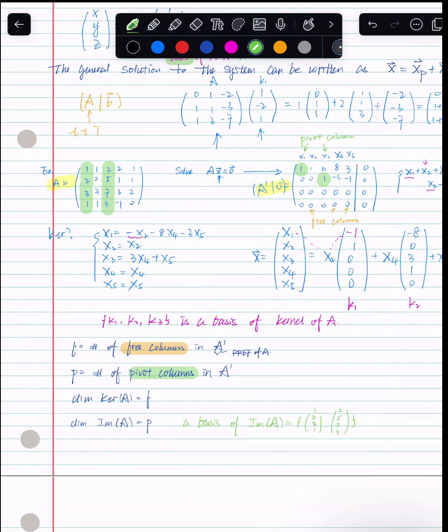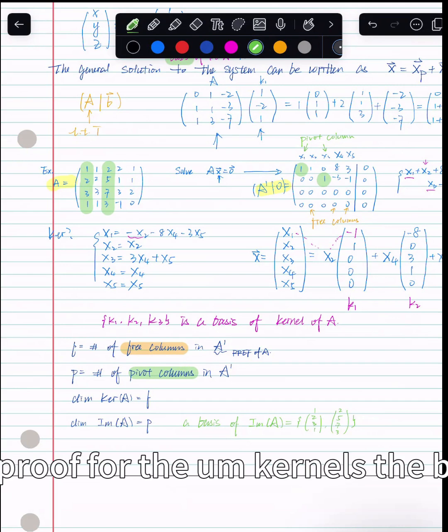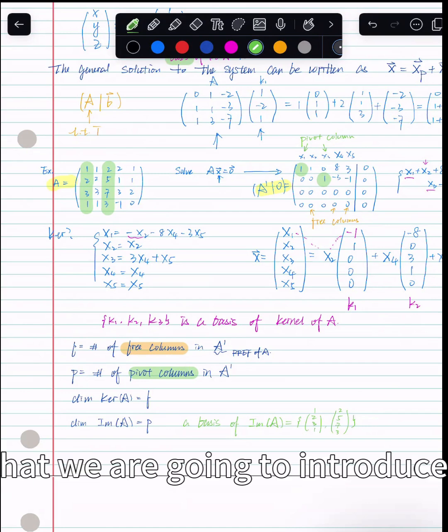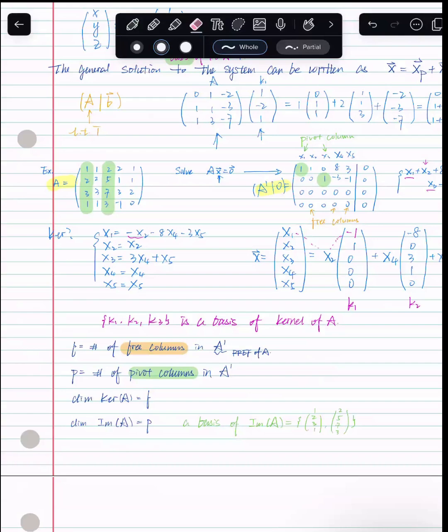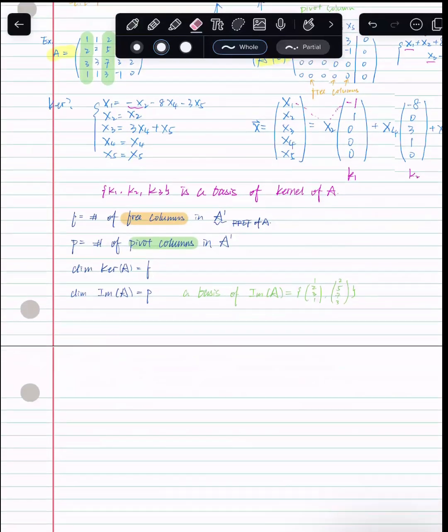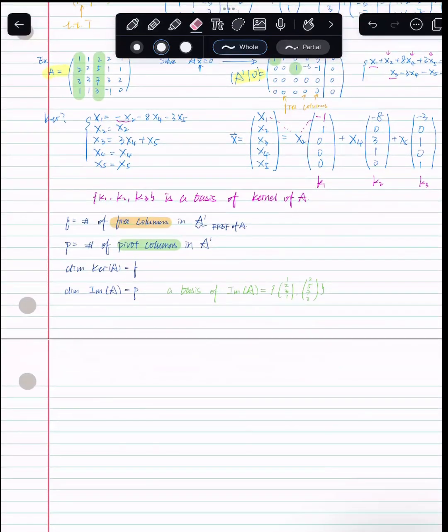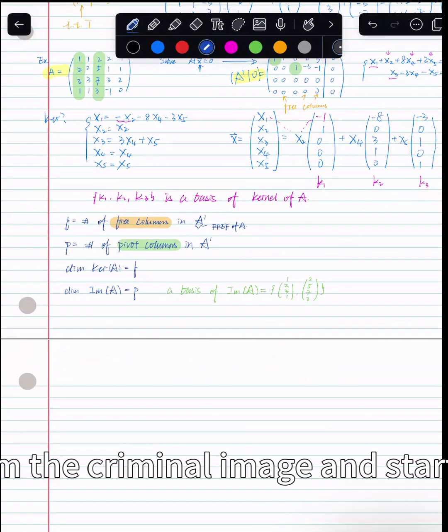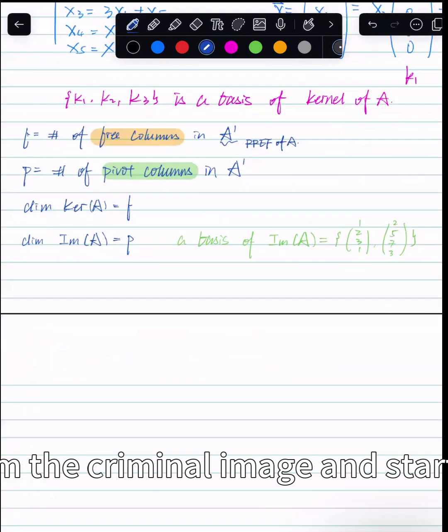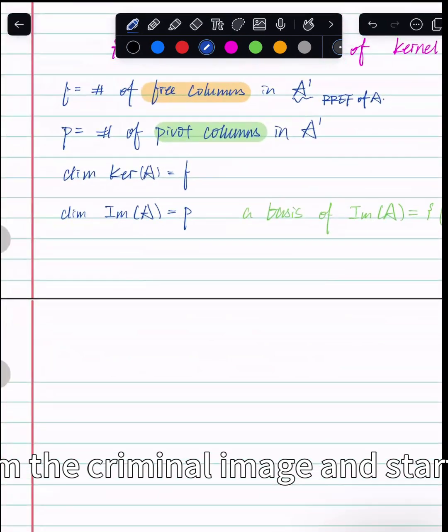Okay, we can also do the proof for this, just like the proof for the kernels, the basis of the kernels. But to do that, we are going to introduce some other theorems. So let's pause from the kernel image and start to analyze the pivots.